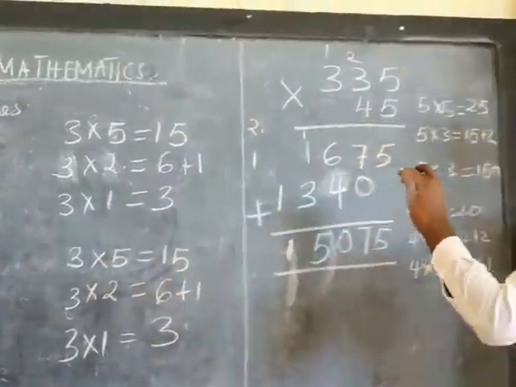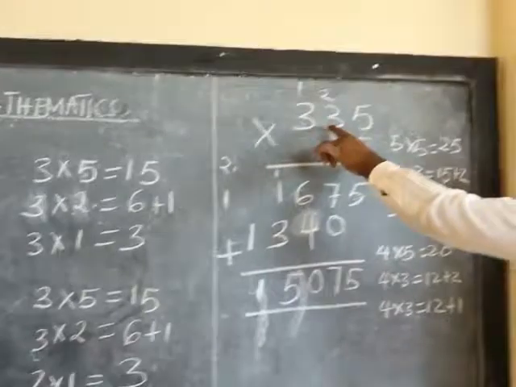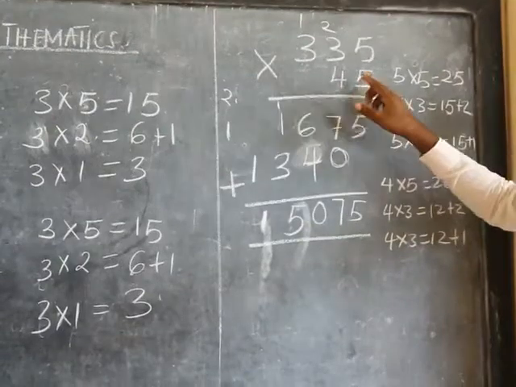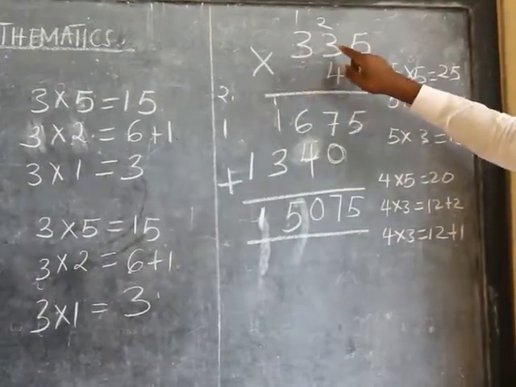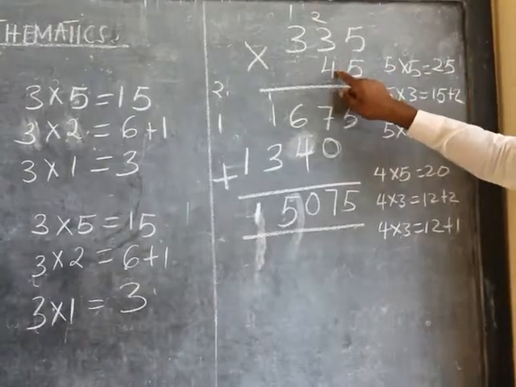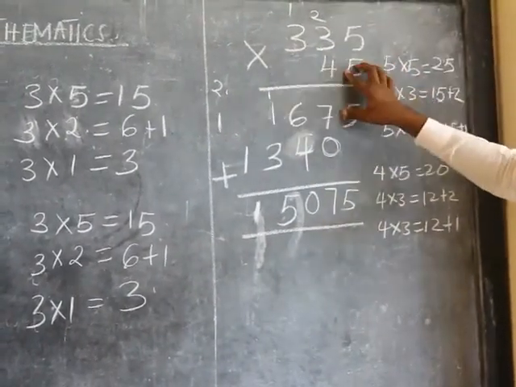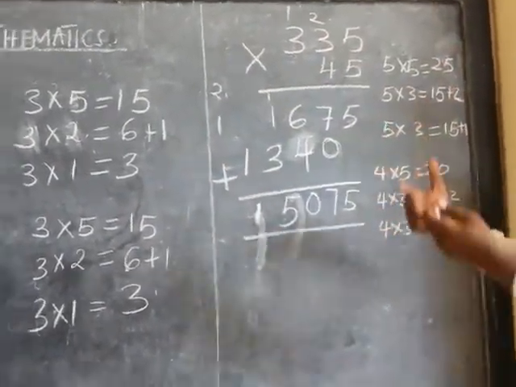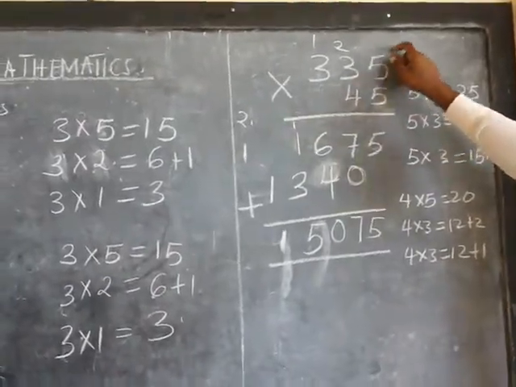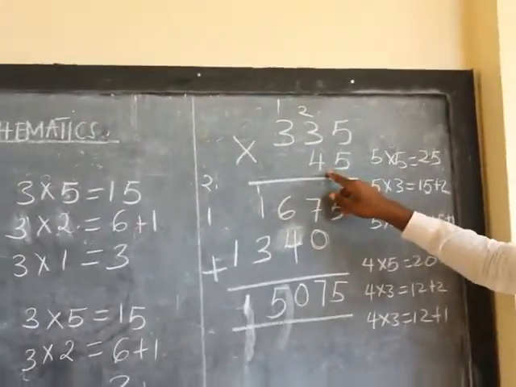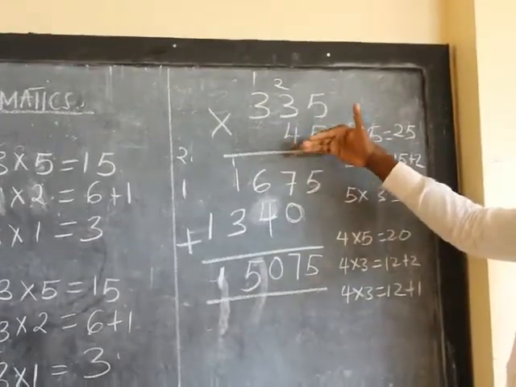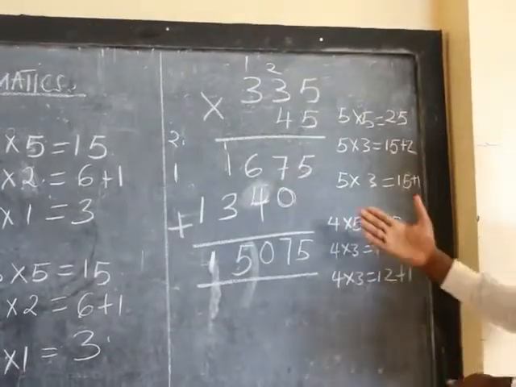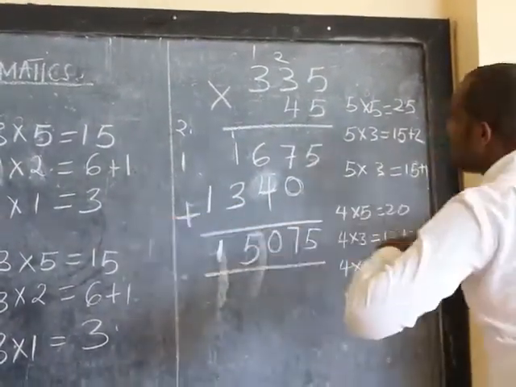Example number 2, we have 335 multiplied by 45. Now, 335 is the multiplicand. 45 is the multiplier. So, 45 is the number of times that we are supposed to add 335. But it is very hard to add this number 45 times. So we have a very short formula on how to get this, and we are going to do it as we did the one before.